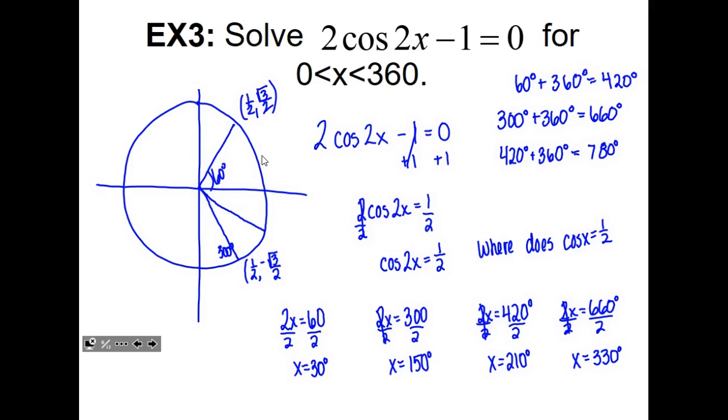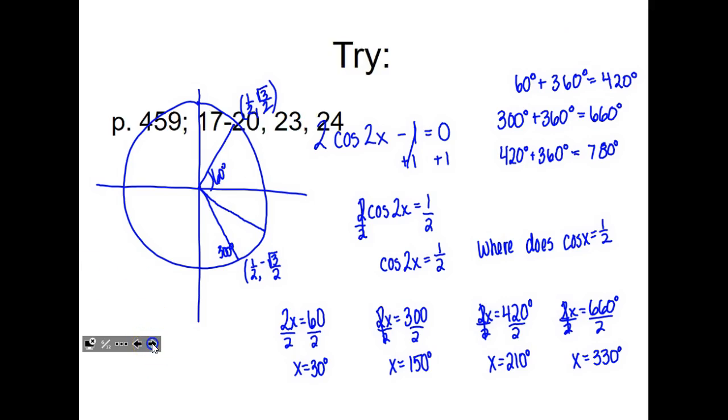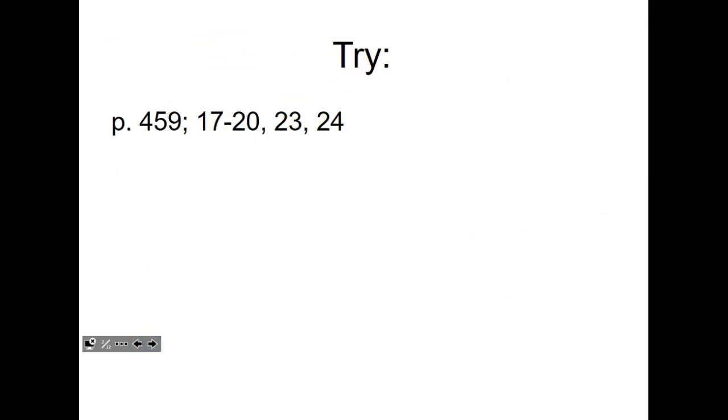Okay, questions? All right. This is just the first half of the notes. So for homework tonight, we're going to have these problems. We've got a lot of other examples that we're going to do tomorrow. But for homework, we'll have these. Go ahead and get started. You got about 10 minutes. You can try a few of these problems.